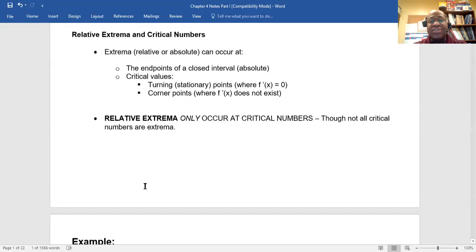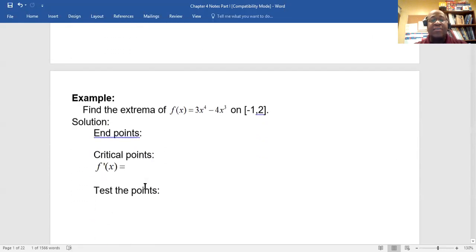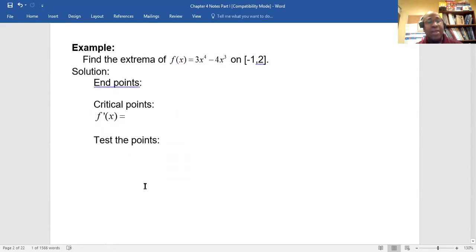All right, so now let's look at an example to get an idea of how we want to go about doing this. Our goal here, first of all, for our example, is to find the extrema of the function f of x equals 3x to the fourth minus 4x cubed on the interval from -1 to +2.